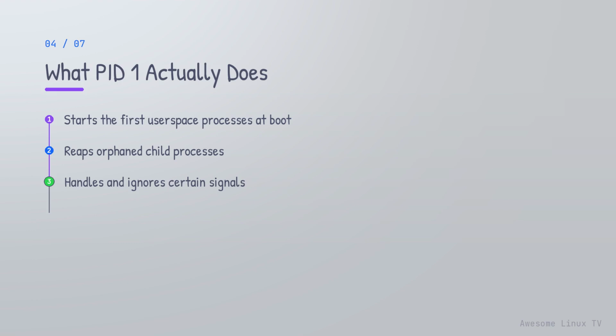Third, PID 1 handles signals in a special way. Normal processes die when they receive SIGTERM or SIGINT. PID 1 does not. The kernel exempts it. It will only respond to signals it has explicitly chosen to handle. This is a safety measure. Accidentally killing PID 1 would be catastrophic. And fourth, PID 1 manages the lifecycle of services, starting them in the right order, stopping them cleanly during shutdown.